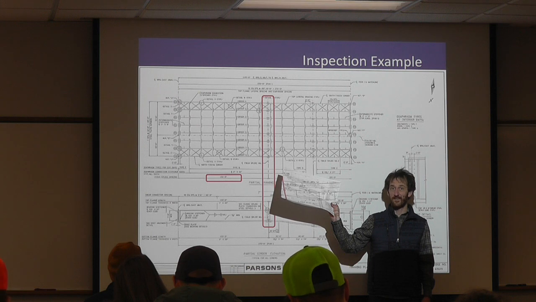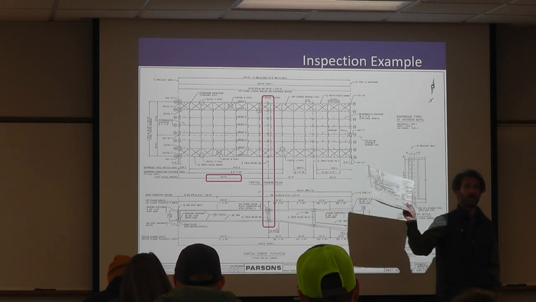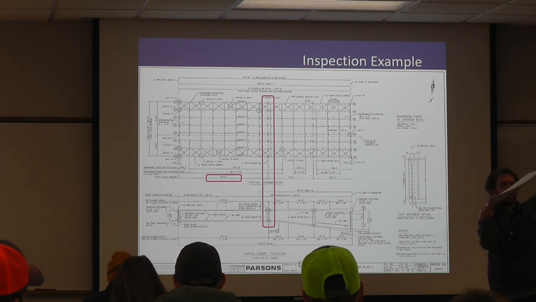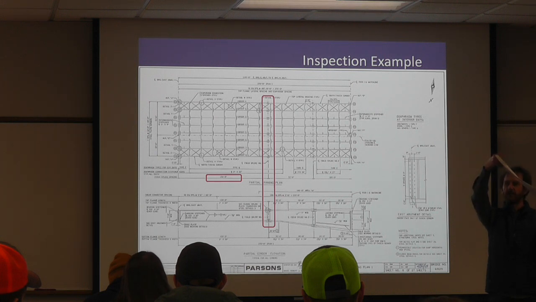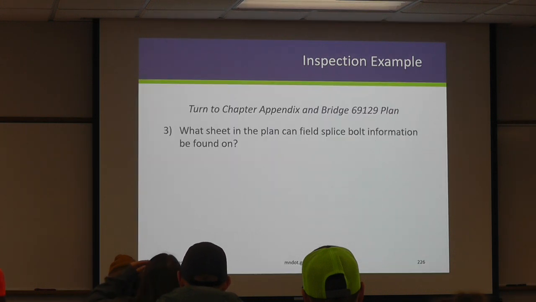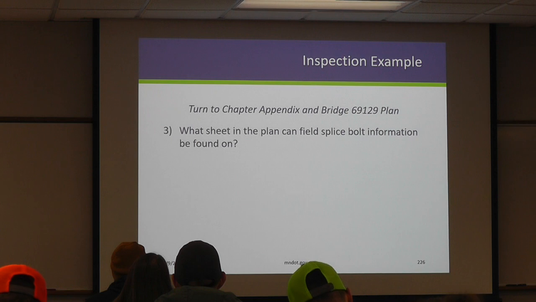Does that make sense? So we have a pier strut on 35W that was supposed to be built with a slope like this because the roadway was going down. It's backwards because nobody got it. Not the end of the world, but it costs us a little money. Okay, with that plan set out, what sheet in the plan can the field splice bolt information be found on?